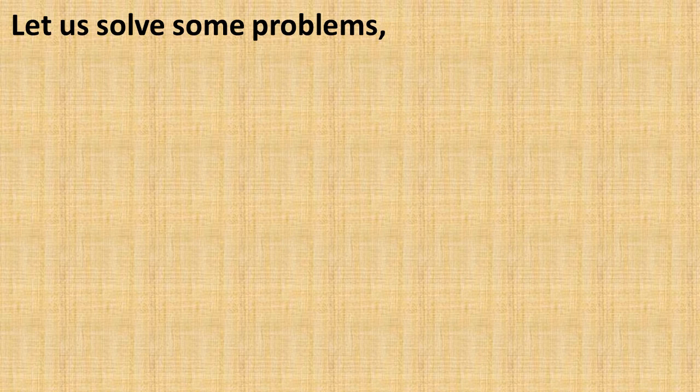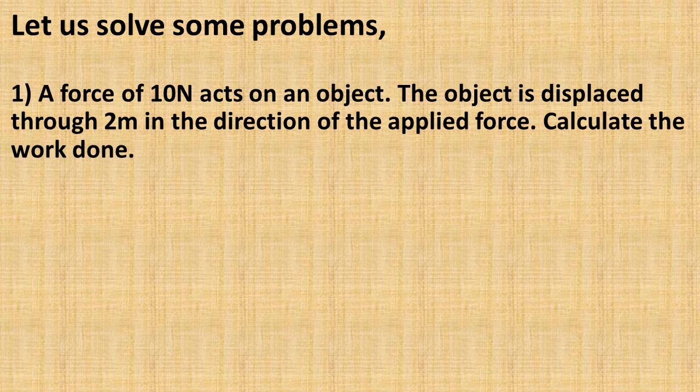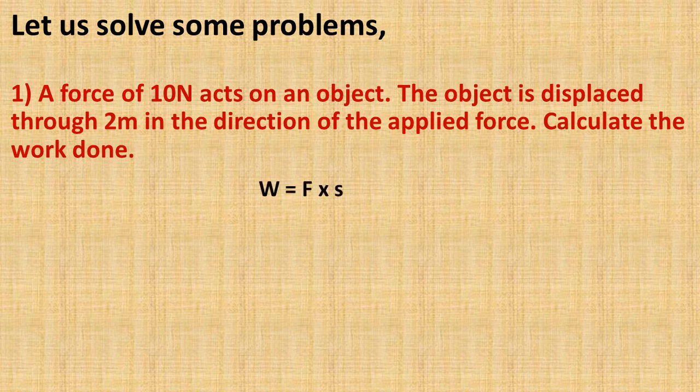Now let us solve some problems using the formula that we just learned. A force of 10 Newton acts on an object. The object is displaced through 2 meters in the direction of the applied force. Calculate the work done. So our formula is W equal to F into S. That is 10 newtons into 2 meters, which is 20 joules.